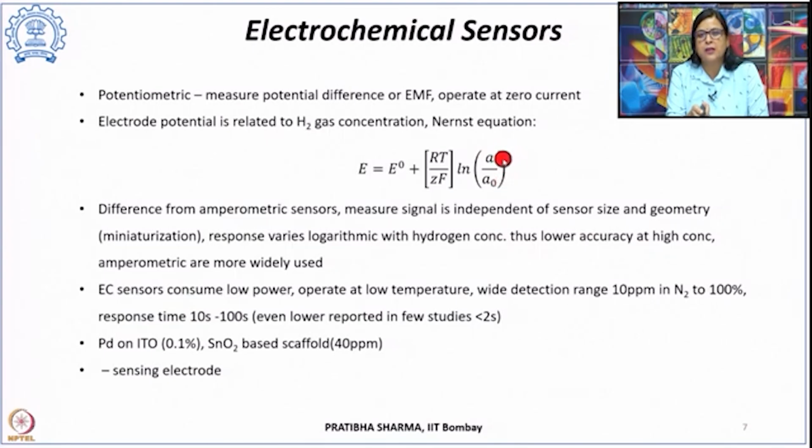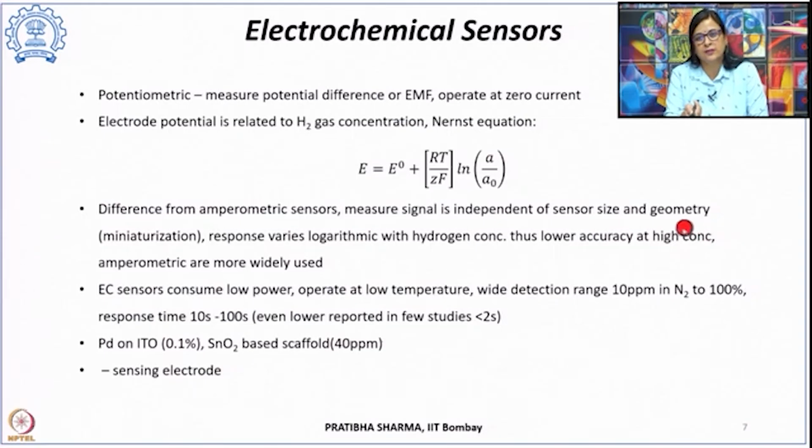Now this activity is related to the hydrogen gas concentration, and in this way, by finding out the electrode potential, we can find out the gas concentration. Now the major difference between the amperometric and the potentiometric type of sensors is that the structure remains the same for both. The difference is that in the potentiometric sensor, the signal is independent of the sensor size and geometry.